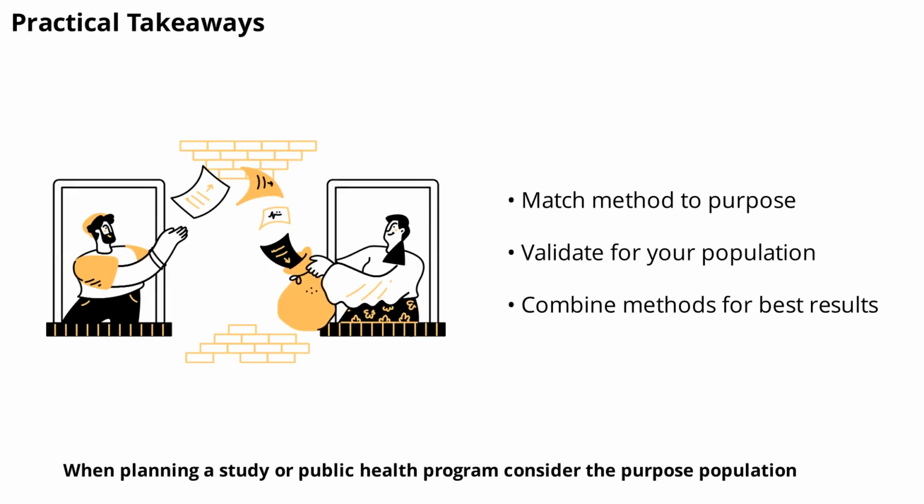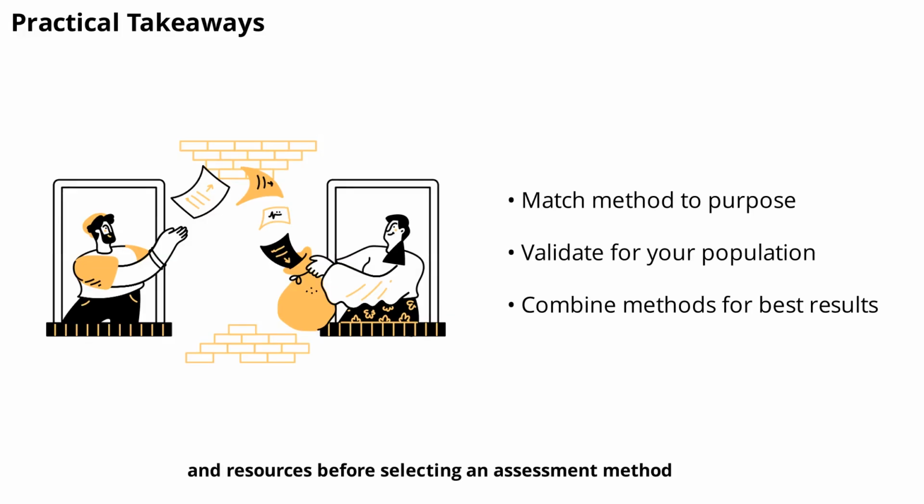When planning a study or public health program, consider the purpose, population, and resources before selecting an assessment method. Use objective tools for precise measurement when possible, and supplement with subjective tools for context. Always validate tools for your specific population and setting. By combining the best available methods, you can obtain a comprehensive understanding of physical activity and its impact on health.